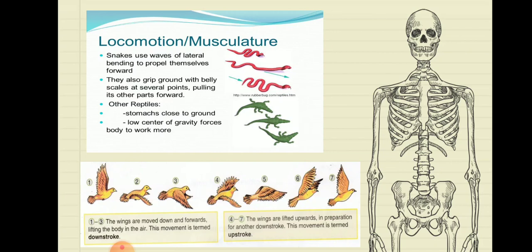From figure 1 to 3 you can see that it has been lifting up and down, up and down. So this is its holding, and the downward and forward movement being done is known as downstroke. And then from figure 4 to 7 the wings are being lifted upwards in preparation for another downstroke. Such a kind of movement is known as upstroke.